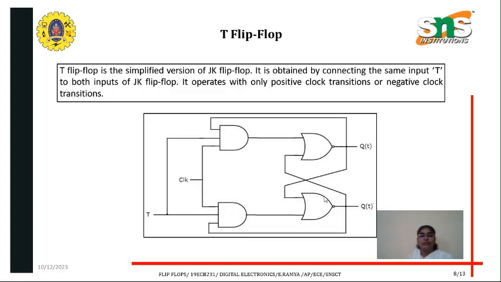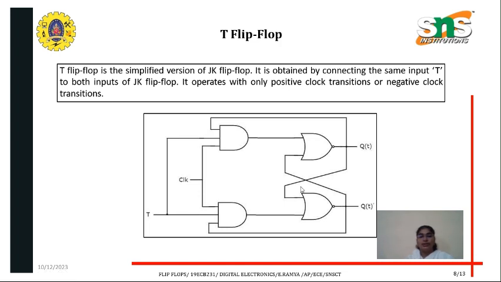Okay, the next one is the T flip-flop, the toggle flip-flop. It is a simplified version of the JK flip-flop. It is obtained by connecting the same input T to both inputs of the JK flip-flop. It operates with only positive clock transition or negative clock transition. So how is this T flip-flop constructed? From the latch. So SR latches are the fundamental thing used to construct a T flip-flop.